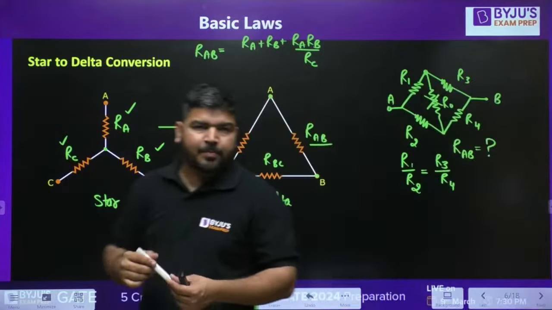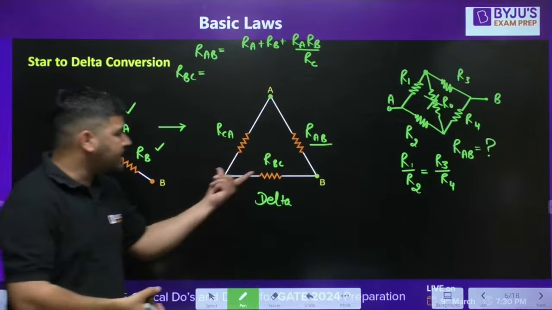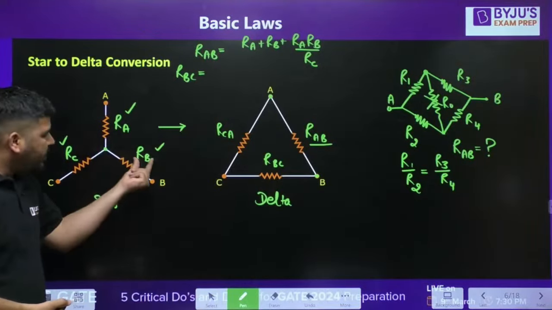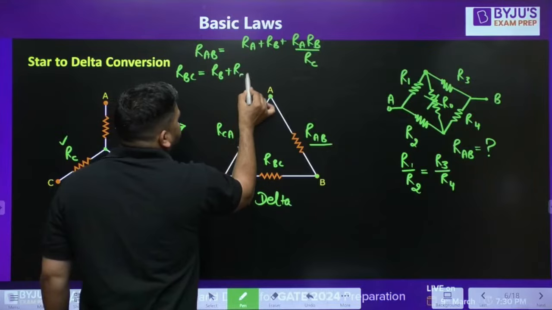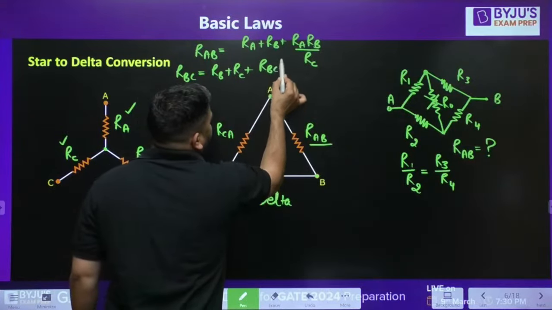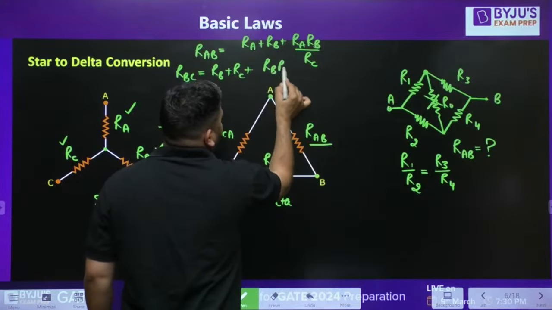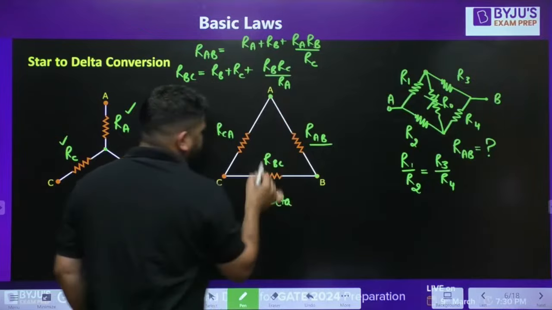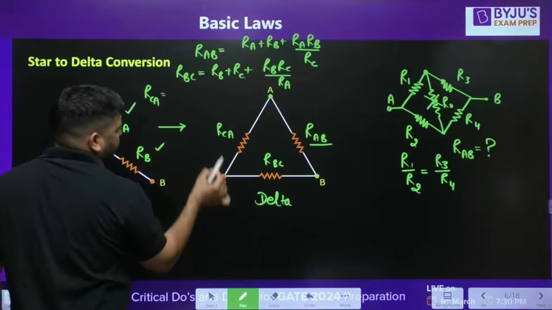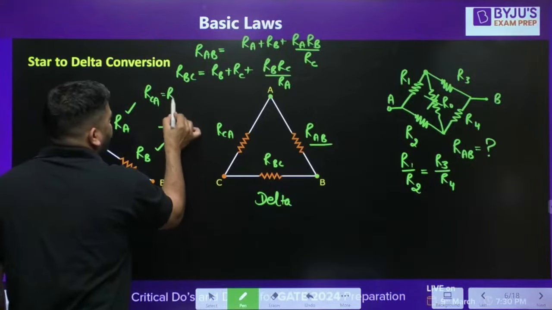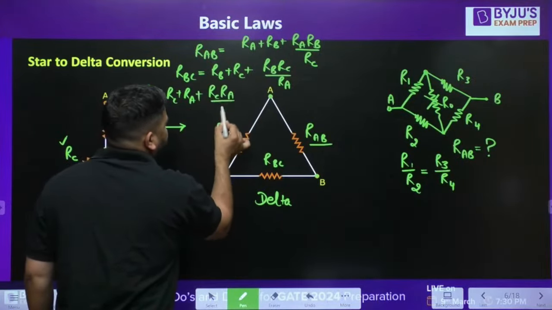Similarly, you can calculate RBC. Tell me guys, what is RBC? Since RBC is connected between B and C, and between B and C you have RB and RC, it will be RB plus RC plus RB-RC divided by RA. This way you can calculate RBC. Similarly, you can calculate RCA. RCA is connected between C and A, so it will be RC plus RA plus RC-RA divided by RB. I hope it is clear.